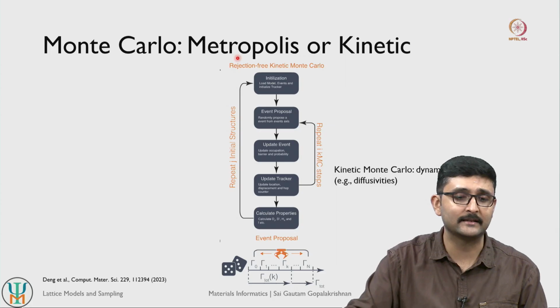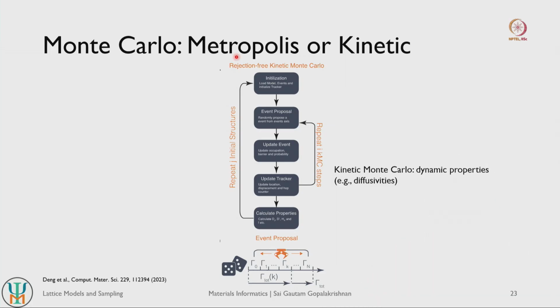You can also use these sampling techniques to calculate kinetic quantities or diffusivities. If you use Monte Carlo to sample diffusivities, then you would typically use a technique referred to as kinetic Monte Carlo. So in kinetic Monte Carlo, one specific algorithm is what is referred to as rejection free kinetic Monte Carlo. Here again you take a given system of interest, you sort of displace a particle within your system of interest.